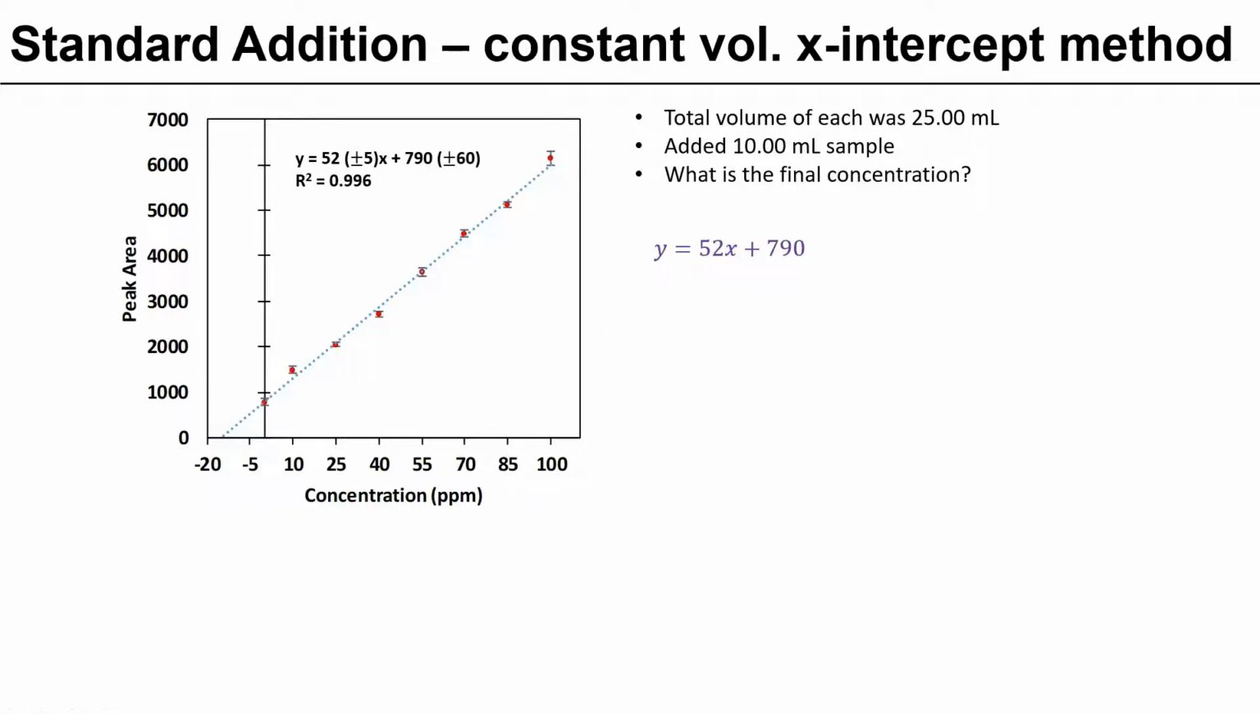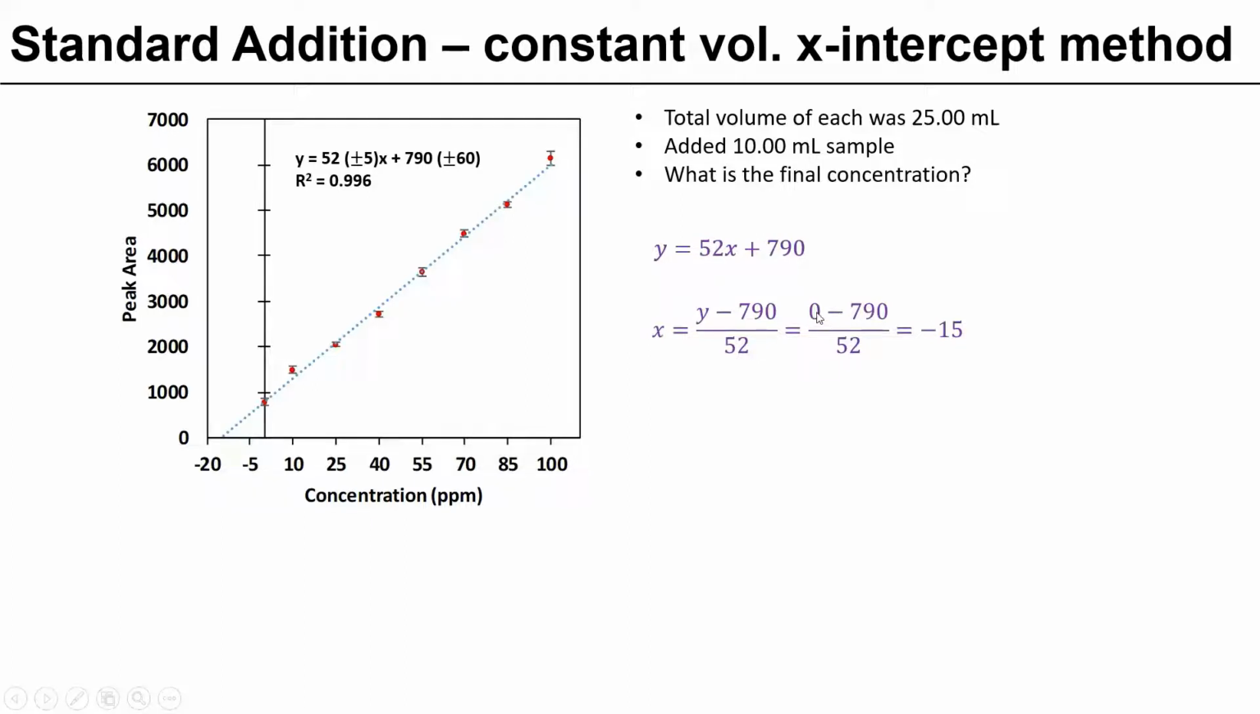The first step here is we're going to look at our equation for the line of best fit, and dropping the uncertainties out of here. For now, we're going to have y equals 52x plus 790. And we're going to rearrange this to solve for x. All right, so x is equal to y minus 790 divided by 52.